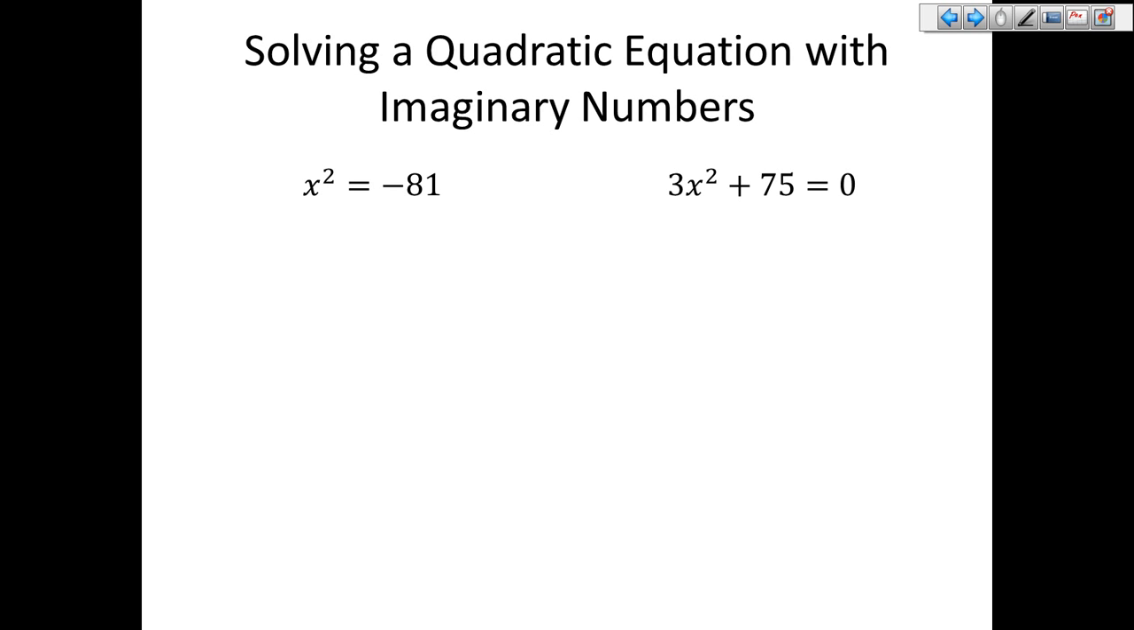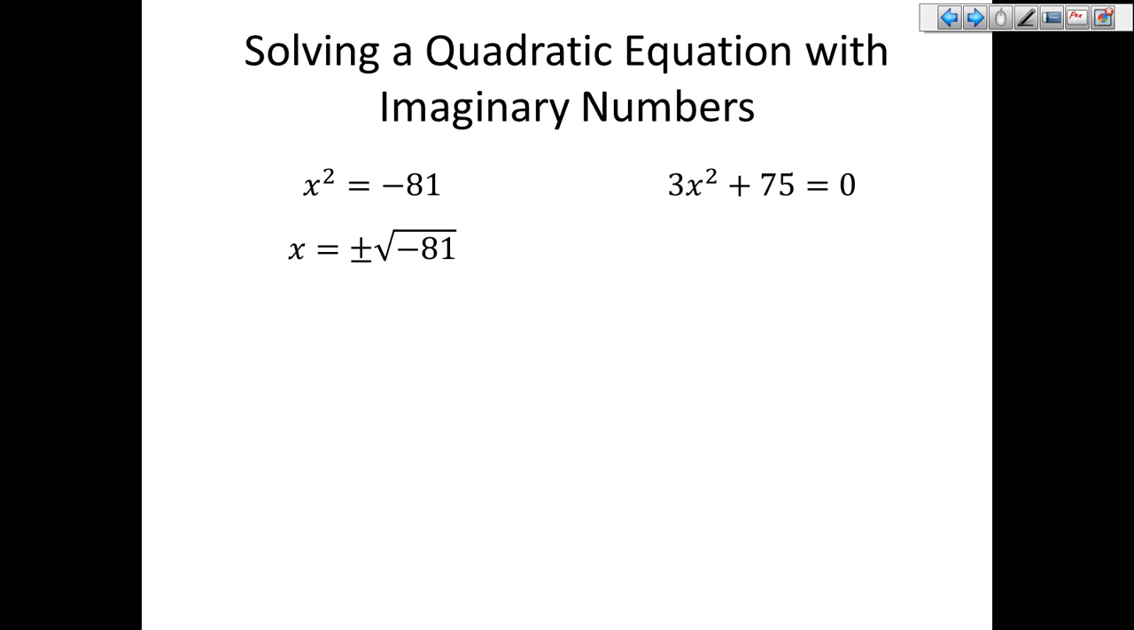Okay, so let's use imaginary numbers in order to solve some quadratic equations. Complex numbers are a little bit different. We'll get to those. So let's take a look at the quadratic on the left. x squared equals negative 81. I'm going to go ahead and take the square root of both sides to solve this. Now, since we're solving an equation, when we take the square root, we want to make sure that we include both the positive and the negative.